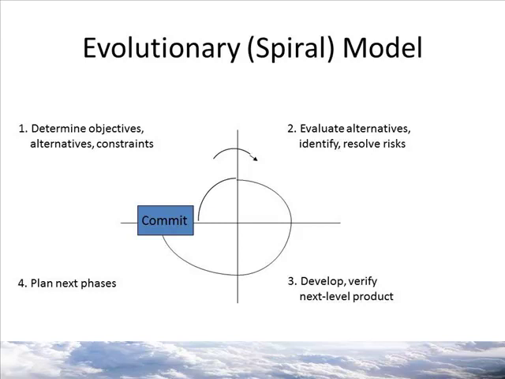1, determine objectives, alternatives, and constraints. 2, evaluate those alternatives and identify and resolve risks. 3, develop and verify next level product. And 4, plan the next phases. So our life cycle is all in the quadrant with the 3. That's where we're running our life cycle, except we do it for a smaller piece of the project, and then we do all our requirements, coding, and test right in that quadrant. But a lot of our time was spent on planning and on risk reduction.